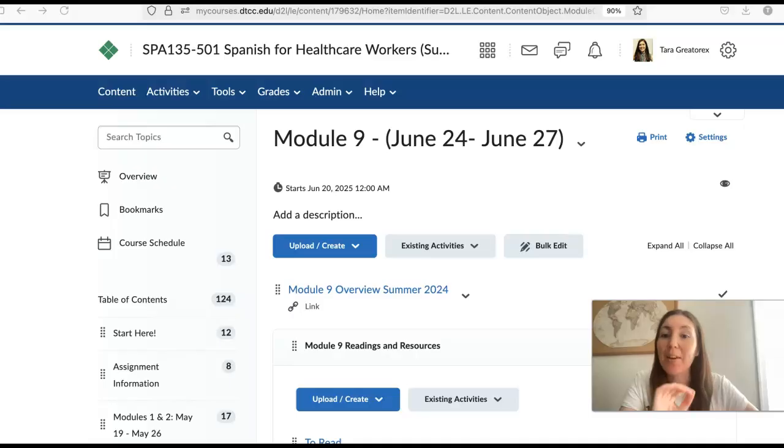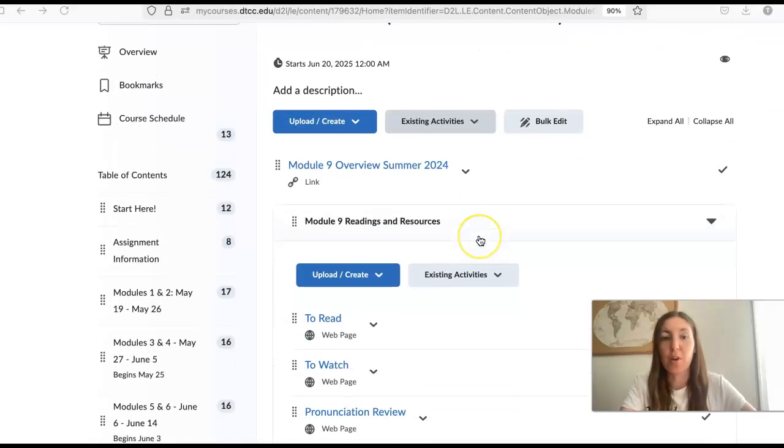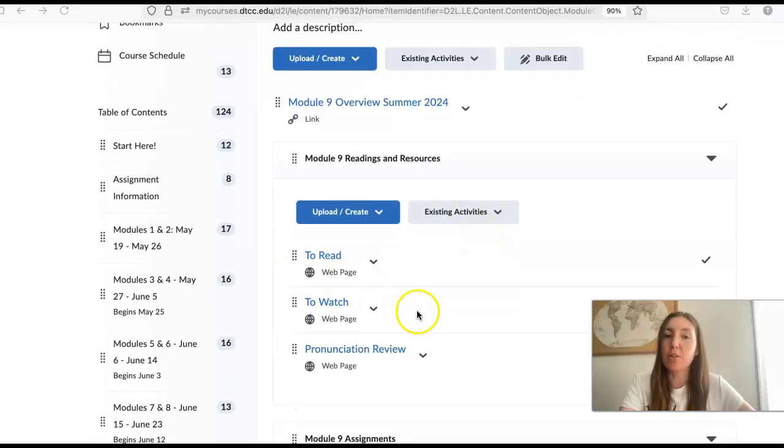This module we're going to talk about AR verbs, so regular verbs that end with AR, and also yes/no questions. This topic will also continue into Module 10, so make sure you go through the readings and the videos. There's also a list of words in the readings, so you can keep that with you for future modules as well.